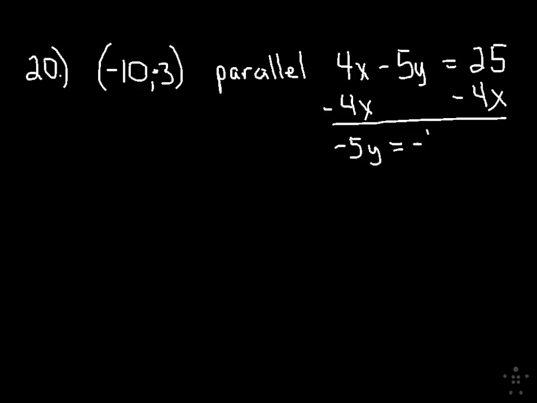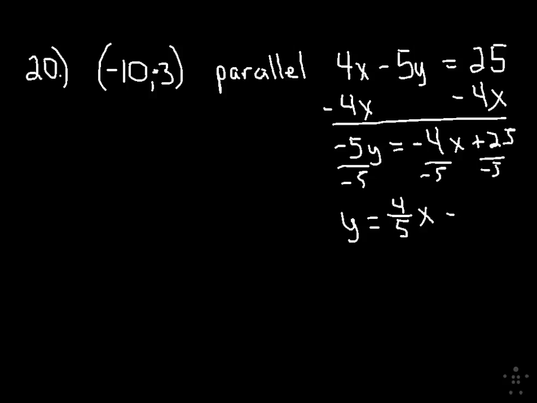So I'm going to put this one in slope-intercept form. And we divide by negative 5. This one in slope-intercept form is 4/5 x minus 5. So what really concerns me is that number right there, the 4/5, because if it's parallel, it's going to have the same slope or equal slopes. So then my slope is 4 over 5, and again I have a point.